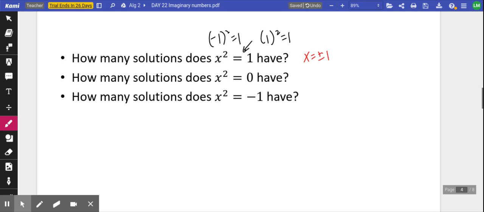Now, the second part, how many numbers, if you square them, equal 0? Well, if you take a square root of both sides, you just get x equals 0.